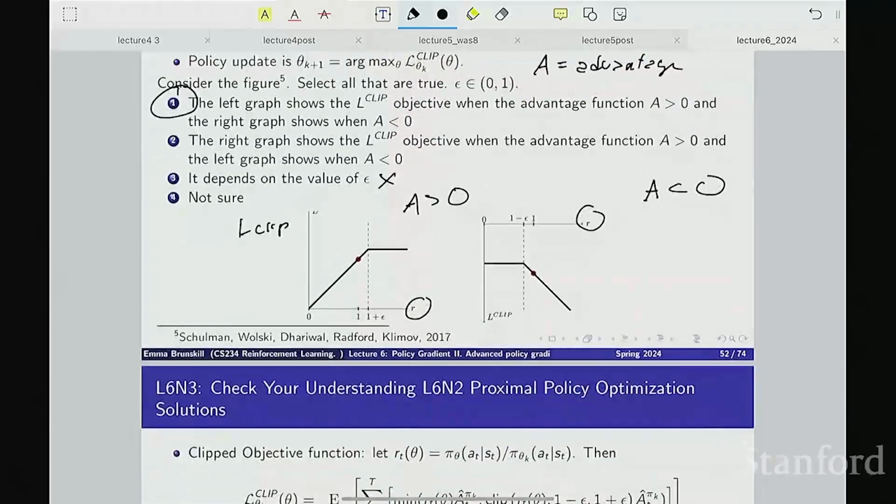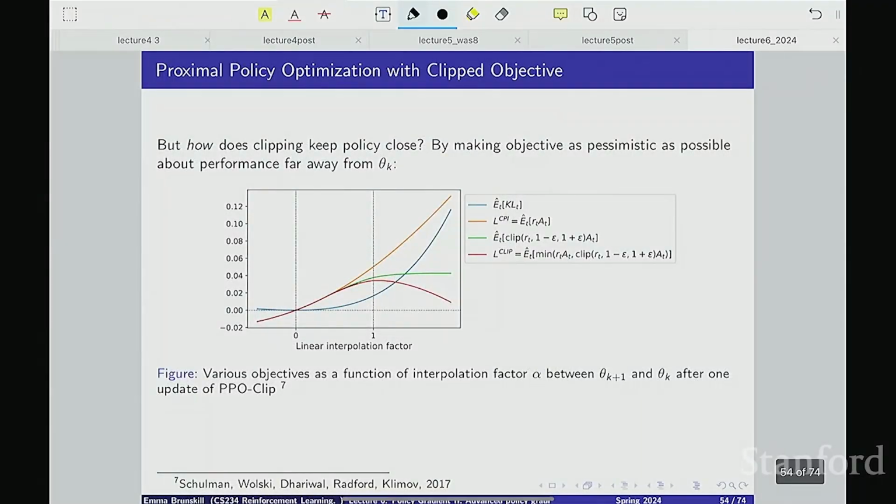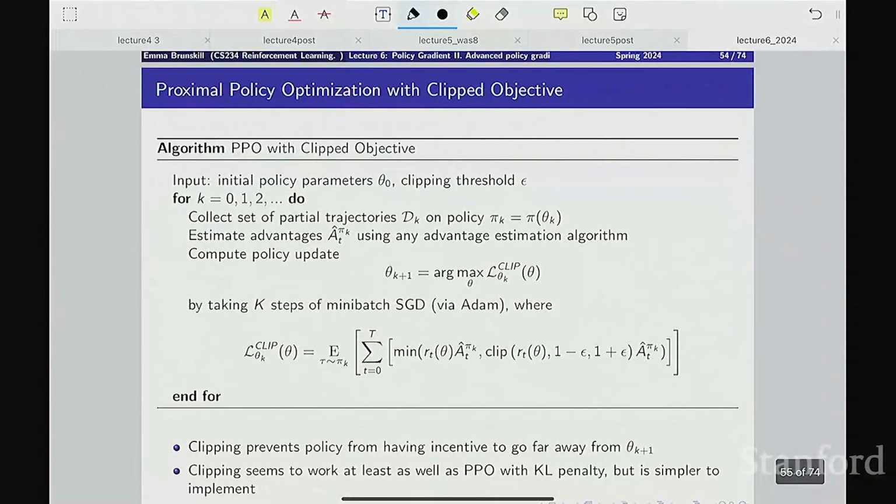Great. Okay, and another way to see this from the paper is that you can think about these different types of constraints and different clipping, and essentially it's like making the objective pessimistic as you get really far from theta. Now, just in the last couple of minutes, I want to make sure to show some plots. So this is just the same algorithm, but where we're doing clipping.